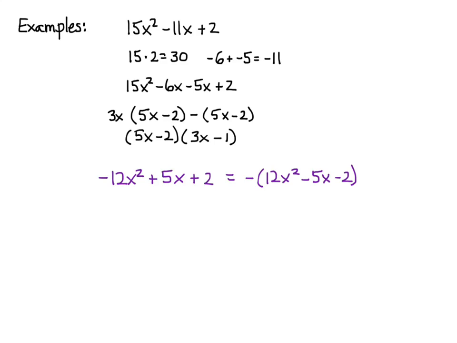And now I have this group in parentheses that looks a little bit more familiar to us because the first term is positive. So I'm going to factor what's inside the negative and then make sure I retain this negative out in front of everything just to make everything right ultimately when I have it fully factored. So 12 times negative 2 is negative 24. The fact that that's negative means that the signs are going to be opposite, and then we're going to try and get to negative 5. And since that's negative, the larger of the factors is going to be negative.